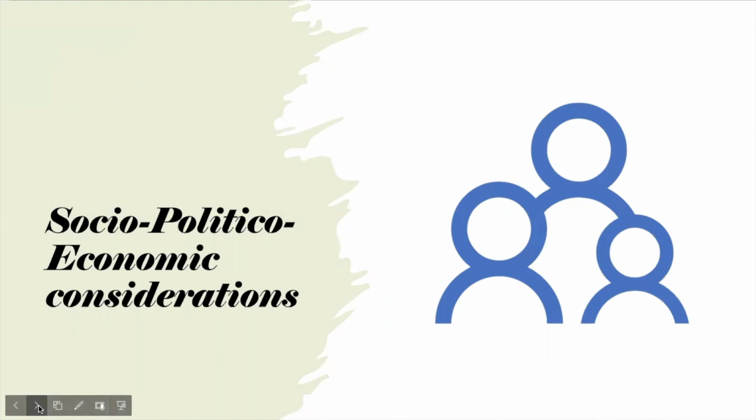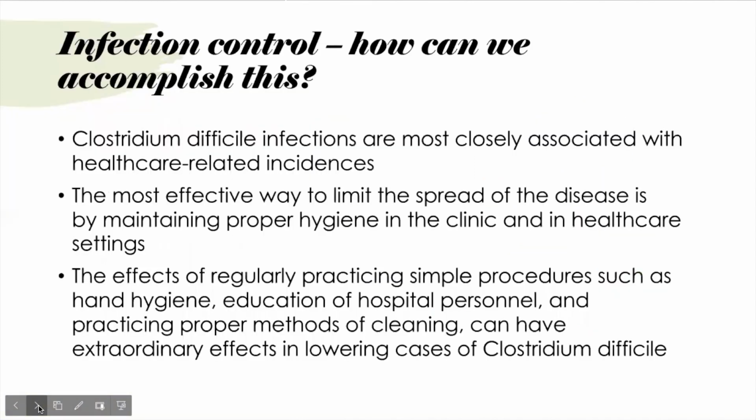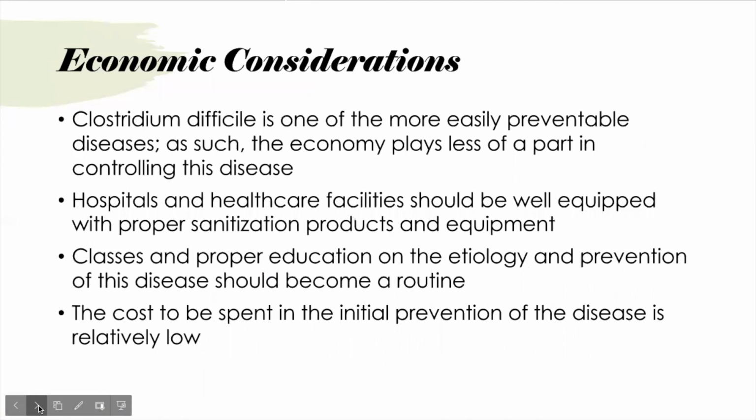So as far as economic considerations, as we have already explored, Clostridium difficile infections are most closely associated with healthcare-related incidences. The best way to lower infection rates is by practicing proper sanitization methods in hospitals and clinical settings where Clostridium may be able to proliferate. Clostridium difficile is one of the more easily preventable diseases, and as such, the economy plays relatively less of a part in controlling this disease.